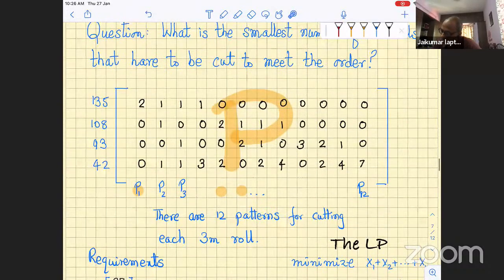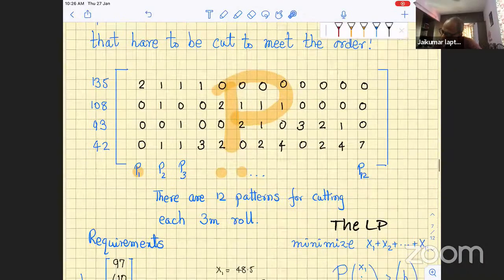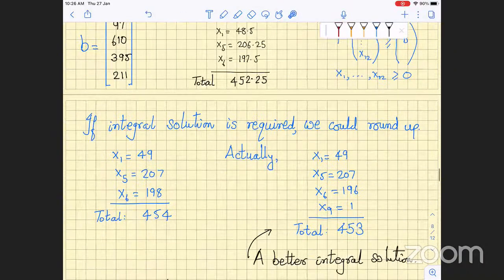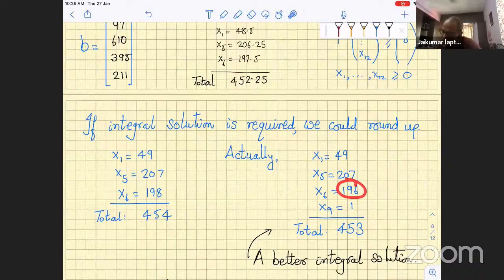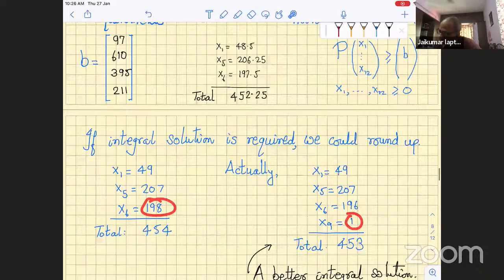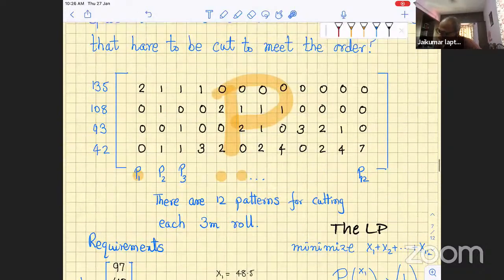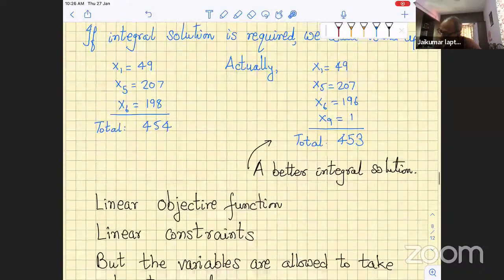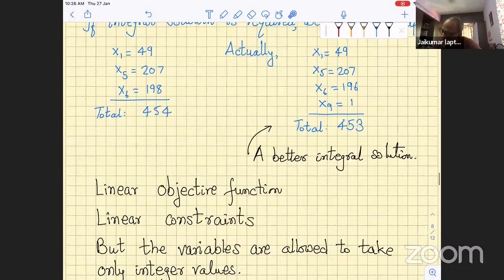Yeah, one of the other configurations makes up for this reduction from 198 to 196. And it turns out that the configuration 9, the 9th column of this, will be able to compensate you for this reduction. And in that case, you get only 453 rolls instead of 454.